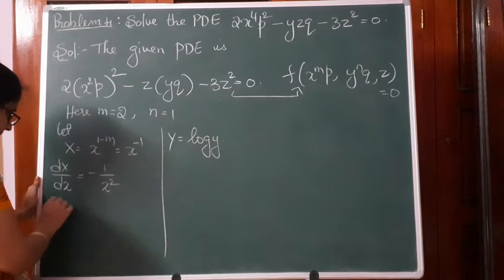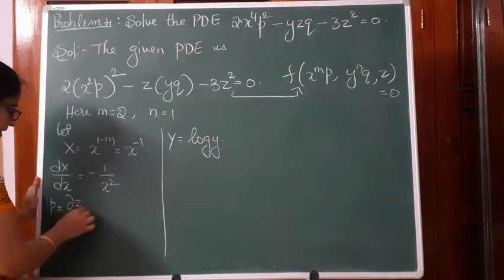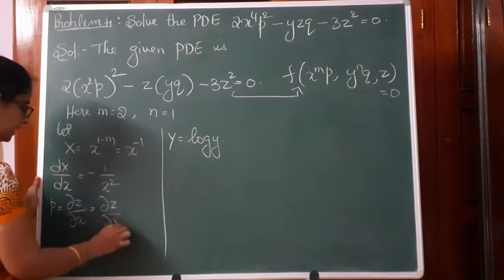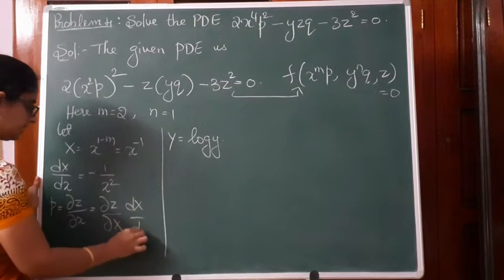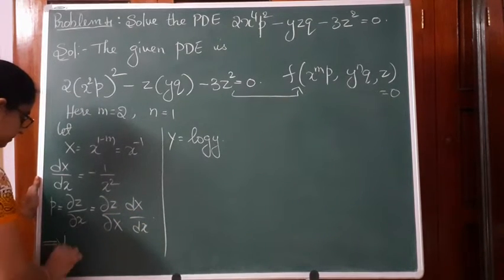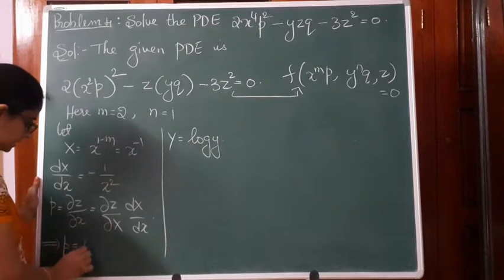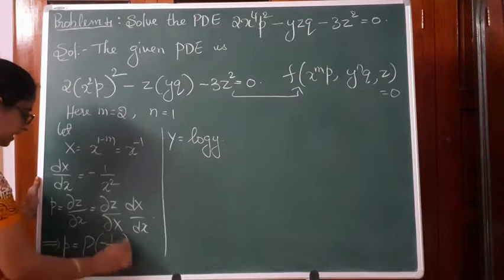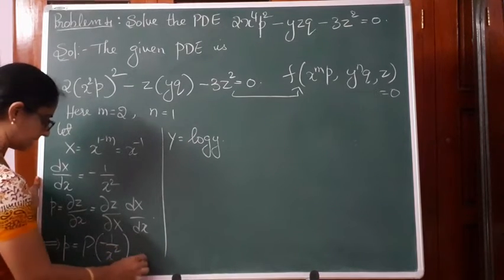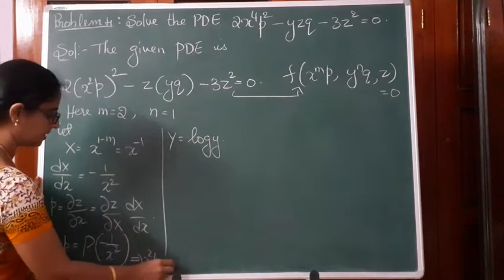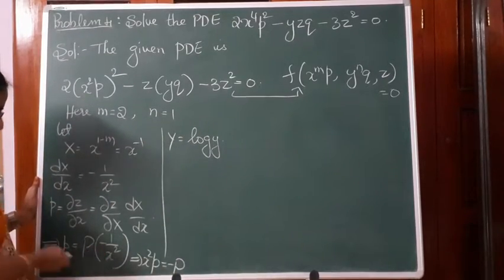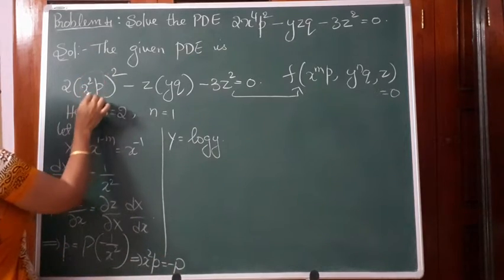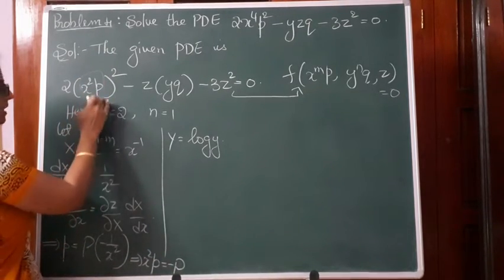And now what is p? p is dou z by dou x. Dou z by dou x can be written as dou z by dou capital X into dX by dx. This implies p is equal to dou z by dou capital X, which is capital P, and dX by dx is minus 1 by x square, so that x square into p is equal to minus capital P. So in place of x square into p, we can write minus capital P. Okay, so this is done.